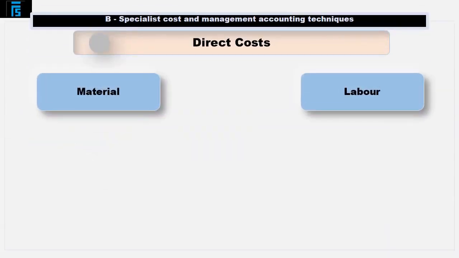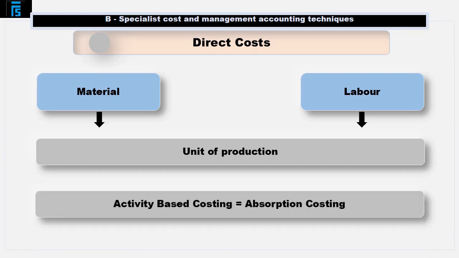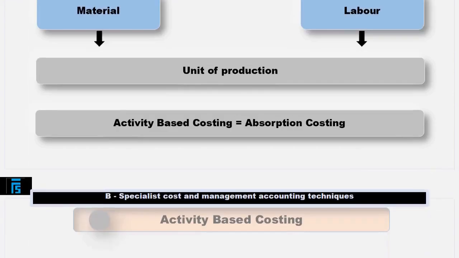Material and labour are direct costs in our example. We can link these costs to each individual unit of production. There is no difference in how we treat direct costs under absorption costing and activity-based costing. So, the material cost of $50 per unit and the labour cost of $40 per unit for product P are the same under activity-based costing as they are under absorption costing.